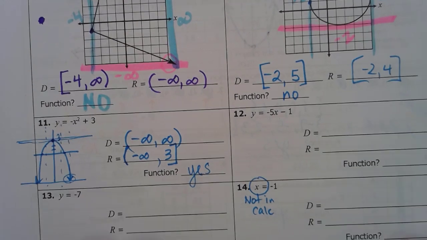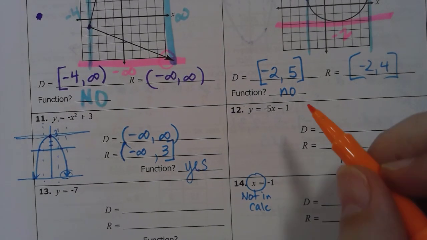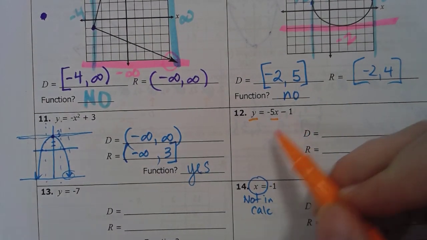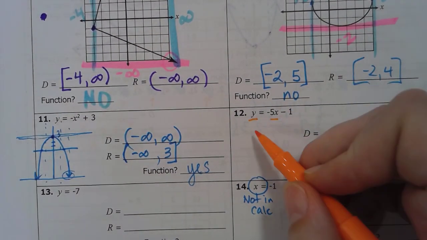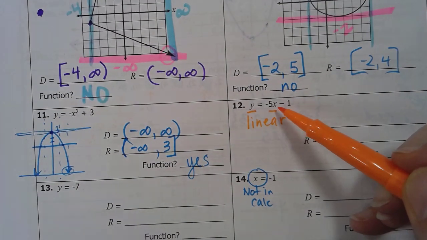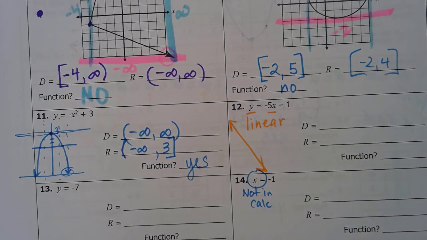All right, number 12. Tell me about that equation without typing it into your calculator. Tell me something good. That is not a function. What does it look like? A straight line. It is not going up and down. It has the X and the Y, so it's going to be like a slanty line, right? So this is called linear. It has a negative slope, so it's going to do something sort of like that, right?